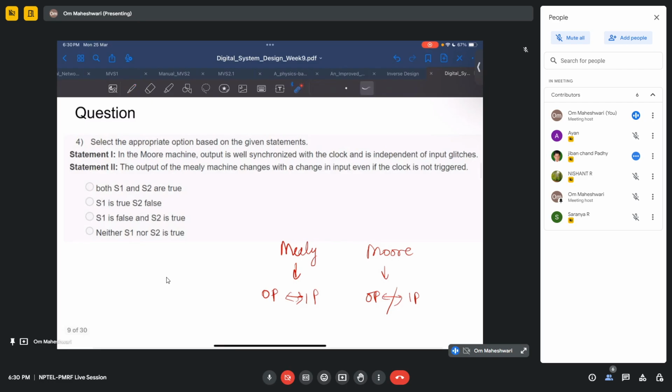Okay, so if it is independent of input glitches, we know that output does not depend on input. So this is correct, right? The Moore machine is not dependent on input, so it does not care what is happening to the input. Your output will not depend on it. So this is true, right? The first one. Any doubt why the first one is true? Since the Moore machine is independent of input, if there are any glitches in input, it does not matter to the Moore machine. It is not concerned with input. Output is not depending on the input. So this is true.